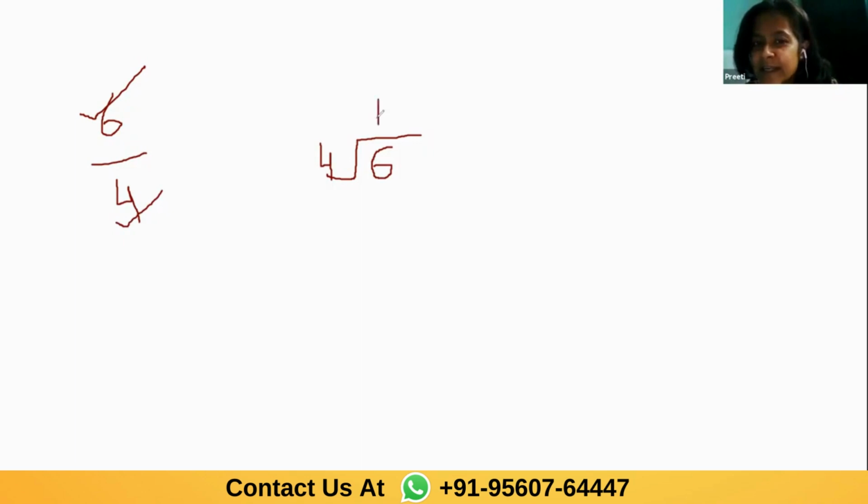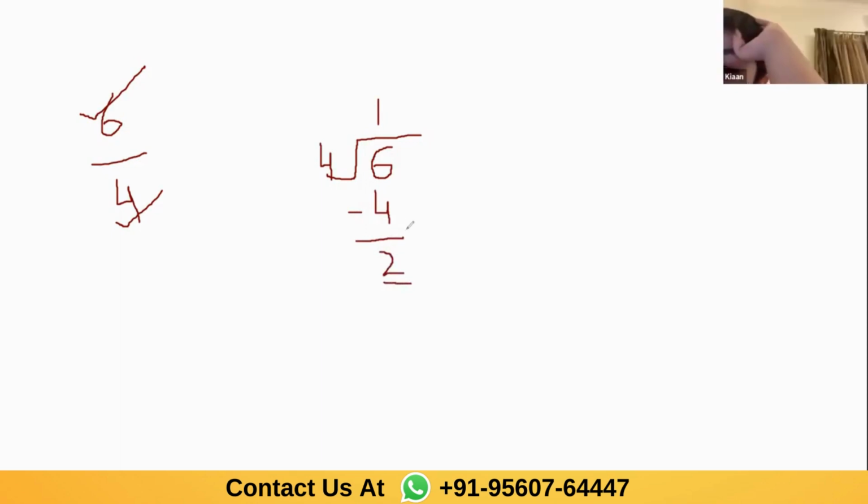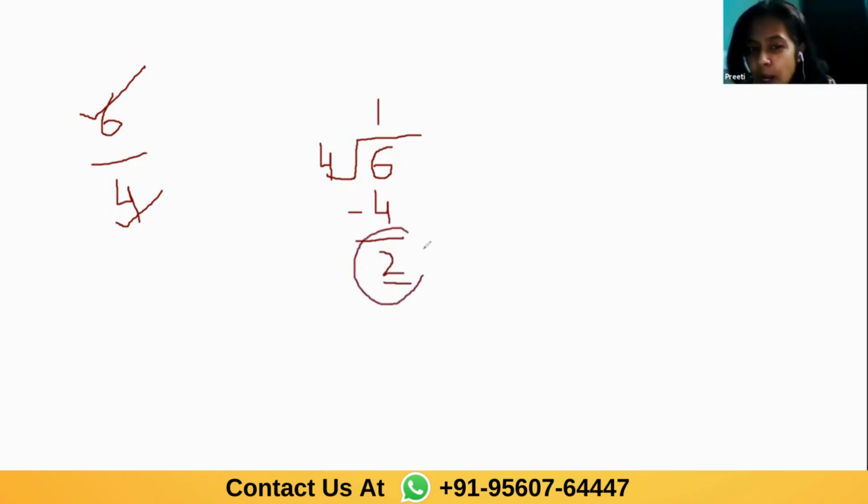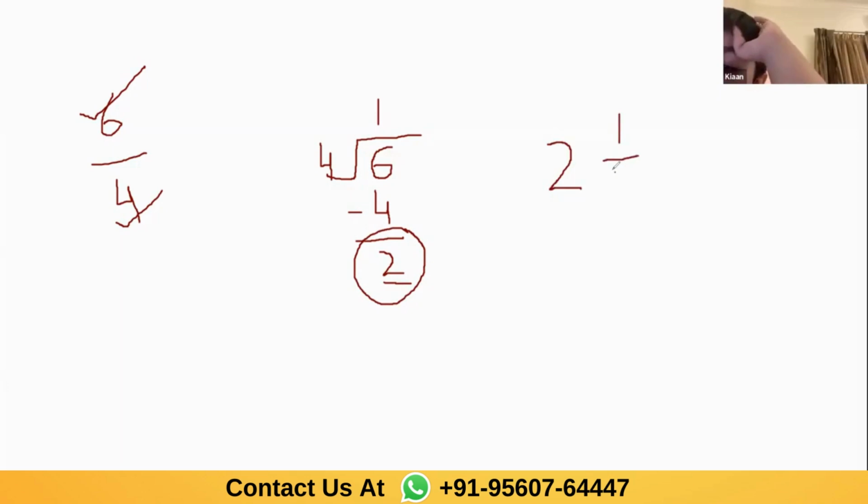Now 4 ones are 4. The one who is saying the answer is 1, 1 is not the answer. 1 is your quotient. Now do you see a remainder here, which is 2? Yes, ma'am. This is the whole number of the fraction. So 6 by 4 is made up of a whole number, which is 1, and a proper fraction, which is 2 by 4, that is 1 by 2. One second.